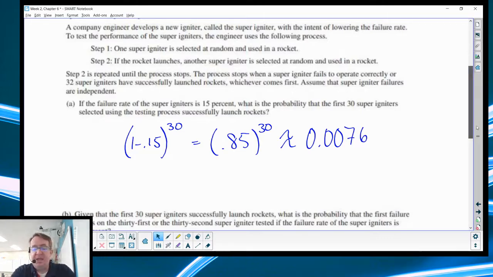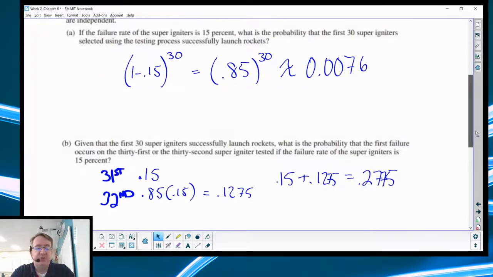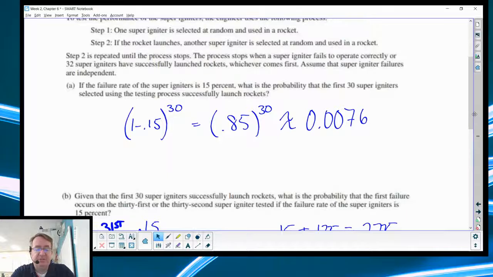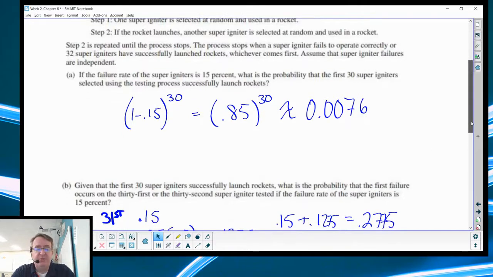For part B, given that the first 30 super igniters have successfully launched, what's the probability that the 31st fails or the 32nd fails? If you come down here, the 31st failing is just going to be 15%. The first 30 we don't care about. Why? Because they're independent. Those 30 up until that point have no bearing on what's going to happen on the 31st rocket.